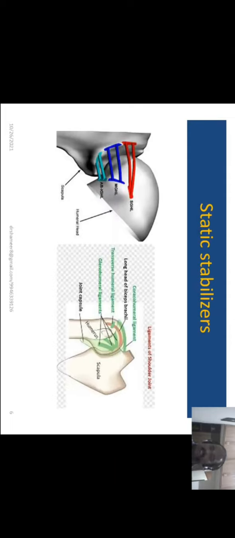Frozen shoulder, periarthritis, adhesive capsulitis, OA shoulder and synovitis of the shoulder are all related to these static stabilizers. So mobilizing all these ligaments or the capsule itself relieves the pain.